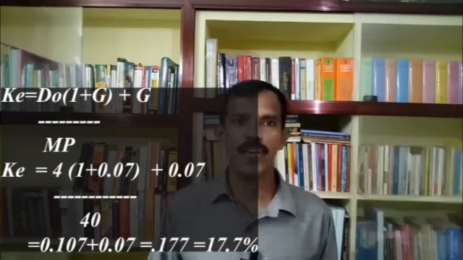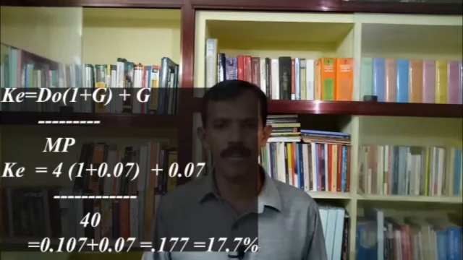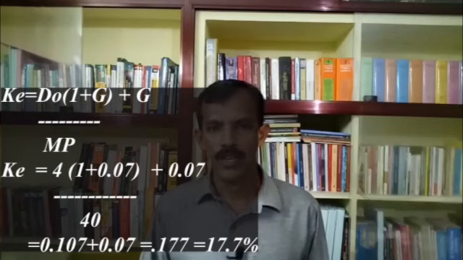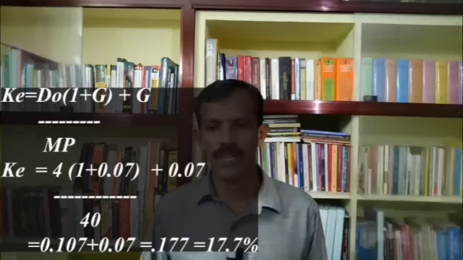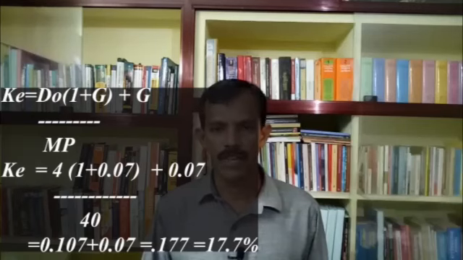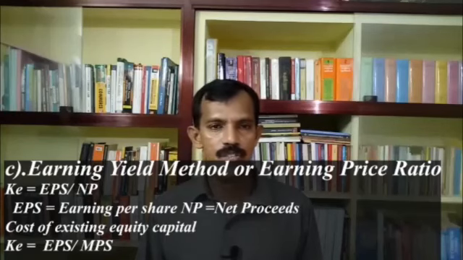Then we apply this information in our formula: D0 into 1 plus G divided by MP plus G. D0 is 4 into 1 plus the growth rate 0.07, all divided by market price 40 plus the growth rate 0.07. Then we get 0.177, that is equal to 17.7%.